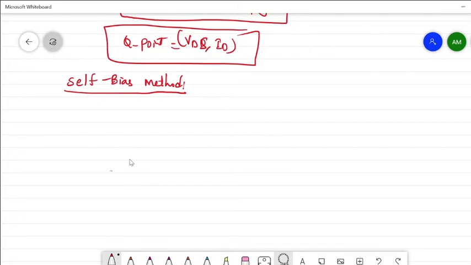So here, draw the self bias method circuit diagram. This is C1, the coupling capacitor. This RG is only to isolate an AC signal from ground in the amplifier. There is essentially no voltage drop across this gate resistor, so RG does not affect the bias circuit. So there is no need for the RG value.